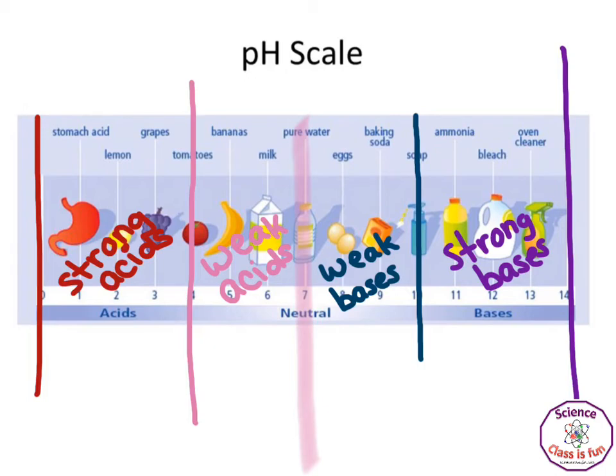Now you'll notice that we have items like grapes and lemons in the strong acid section. So if you have an upset stomach, it is not recommended that you eat lemons or grapes because it's going to increase the acidity already in your stomach. So if you look, stomach acid is an acid. So if you have a high stomach acid problem, you want to come over here towards your weak bases and eat some of those items like eggs or some baking soda to help neutralize your stomach, or Tums.